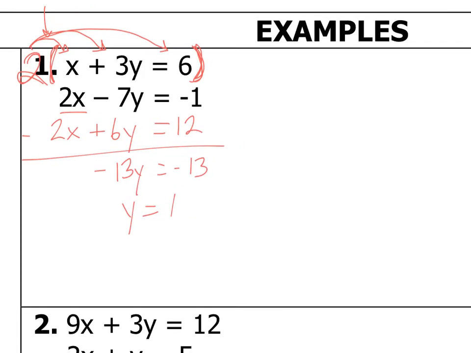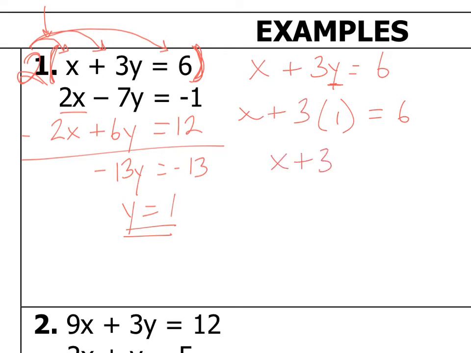Pick whatever equation you want. Let's substitute 1 back in. I'm just going to pick the first equation, x plus 3y equals 6. Everywhere I see a y, right here, I now use the number 1 in its place. Everything else stays the same. So this turns into x plus 3 equals 6. Go ahead and subtract. There we go. Voila. So I get (3, 1) for my answer on that one.